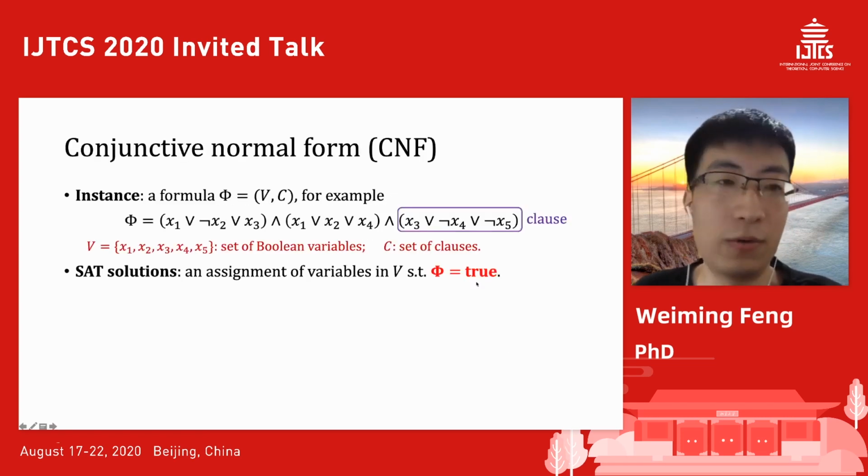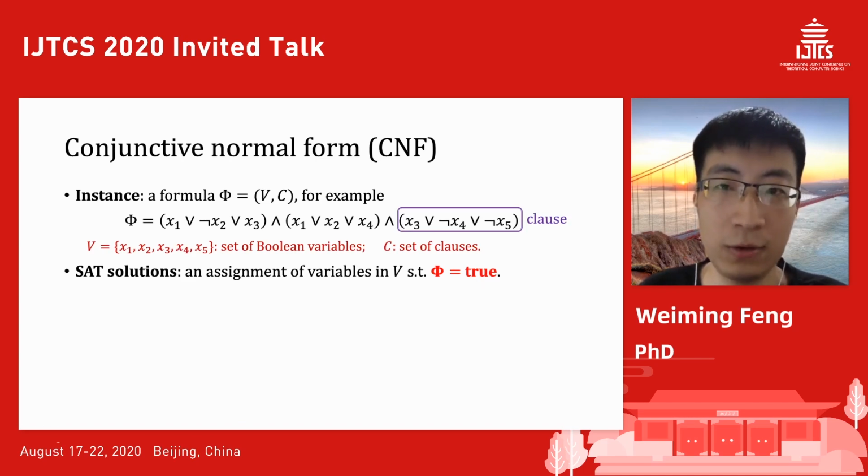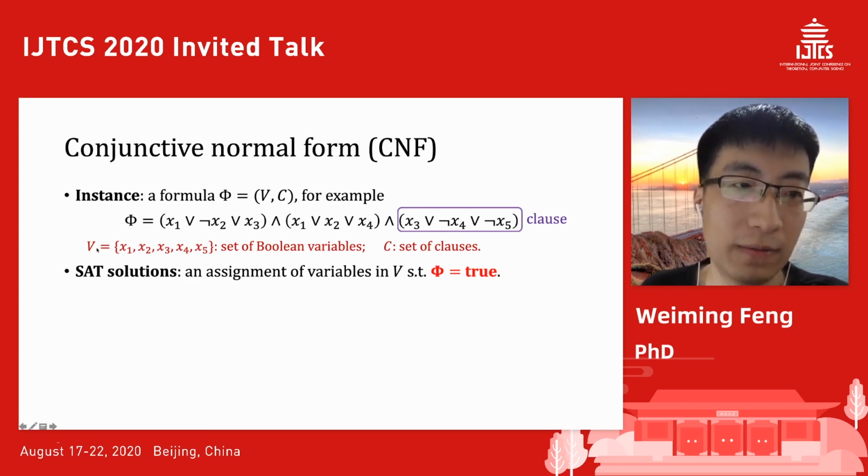Our work centers on a CNF formula phi, which is a conjunction of one or more clauses. We use V to denote the set of variables and C to denote the set of clauses. A SAT solution is an assignment of variables in V such that all the clauses are satisfied. In this example, V is the variables x1, x2 to x5, and C is the three clauses.